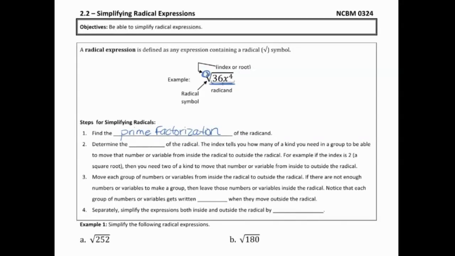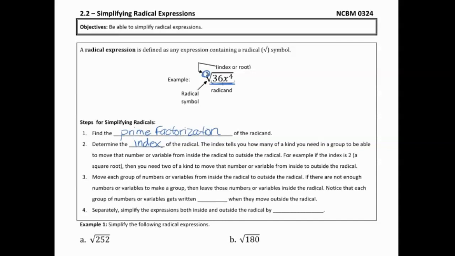The second step is to determine the index of the radical. The index tells you how many of a kind you need in a group to be able to move the number or variable from inside the radical to outside the radical. For example, if the index is 2, a square root, then you need 2 of a kind to move that number or variable from inside to outside the radical.